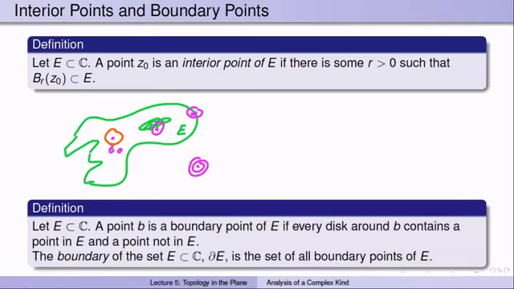Points like this are called boundary points of E. So point B is on the boundary of E, and every disk that I draw around it contains some points in E, but also some points that are not in E. So no matter how small I choose this disk, I will always capture some points in E and some outside of E. Those points are called boundary points of E, and the boundary is denoted with this funny new Greek symbol that we have not introduced before. It's like a delta symbol almost. So that's the symbol for the boundary of E.